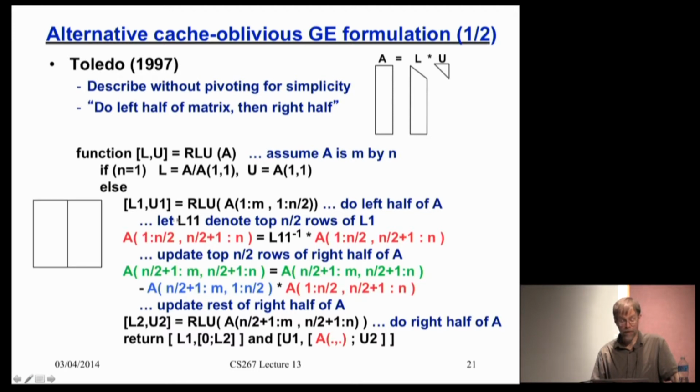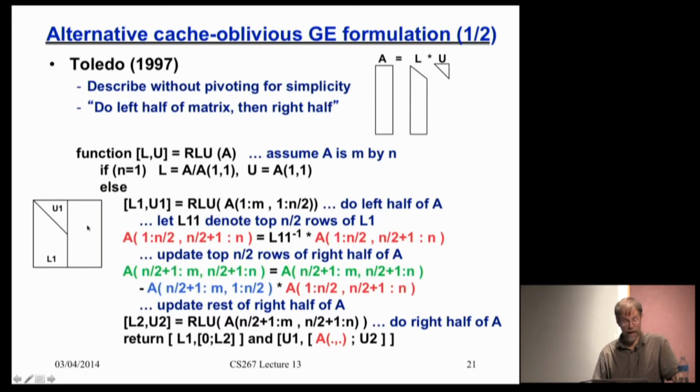So here is the first line of code. I'm going to divide my matrix in half, the left half and the right half, and I'm going to call recursive LU on this half here, and I'm going to factor it. And so I'm going to factor this part into the lower triangular times upper triangular by a recursive call of the subroutine.